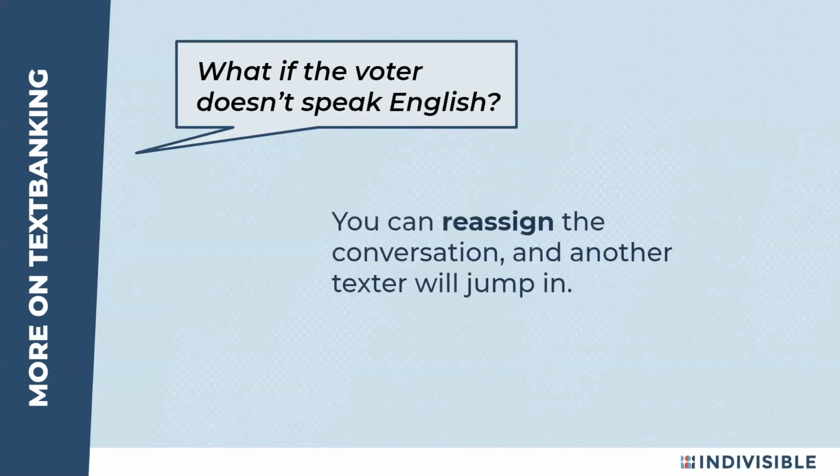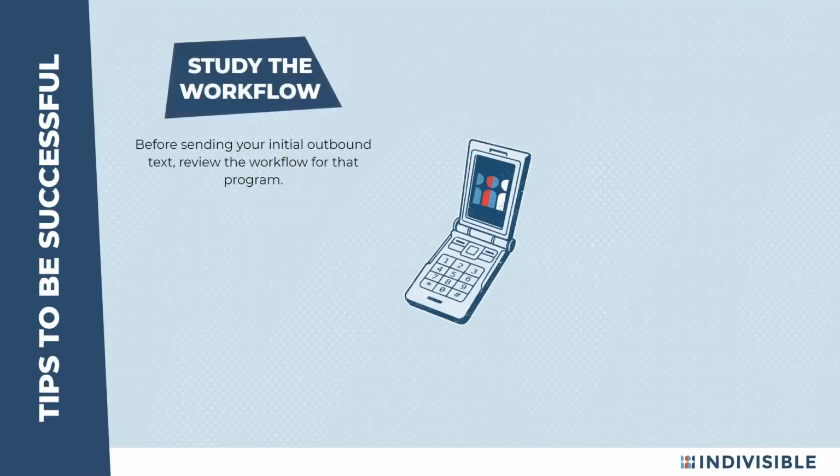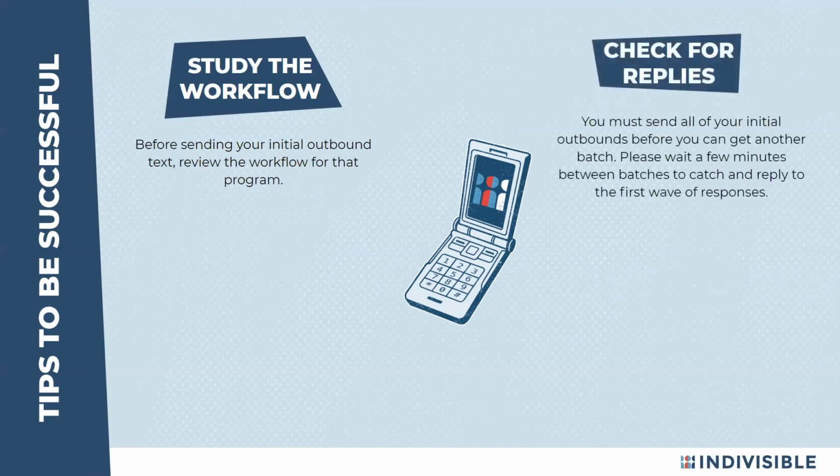All right, y'all, we're in the home stretch. So, a few final reminders on how to be successful at TextOut. First, make sure to study the workflow before you send your initial outbound messages, and be clear about the goals of the program. Next, you must make sure that all of your initial messages are sent before you can request another batch. We recommend waiting a few minutes between batches to make sure you're responding to any voters who texted you back. Remember, we're going for quality over quantity in these conversations.